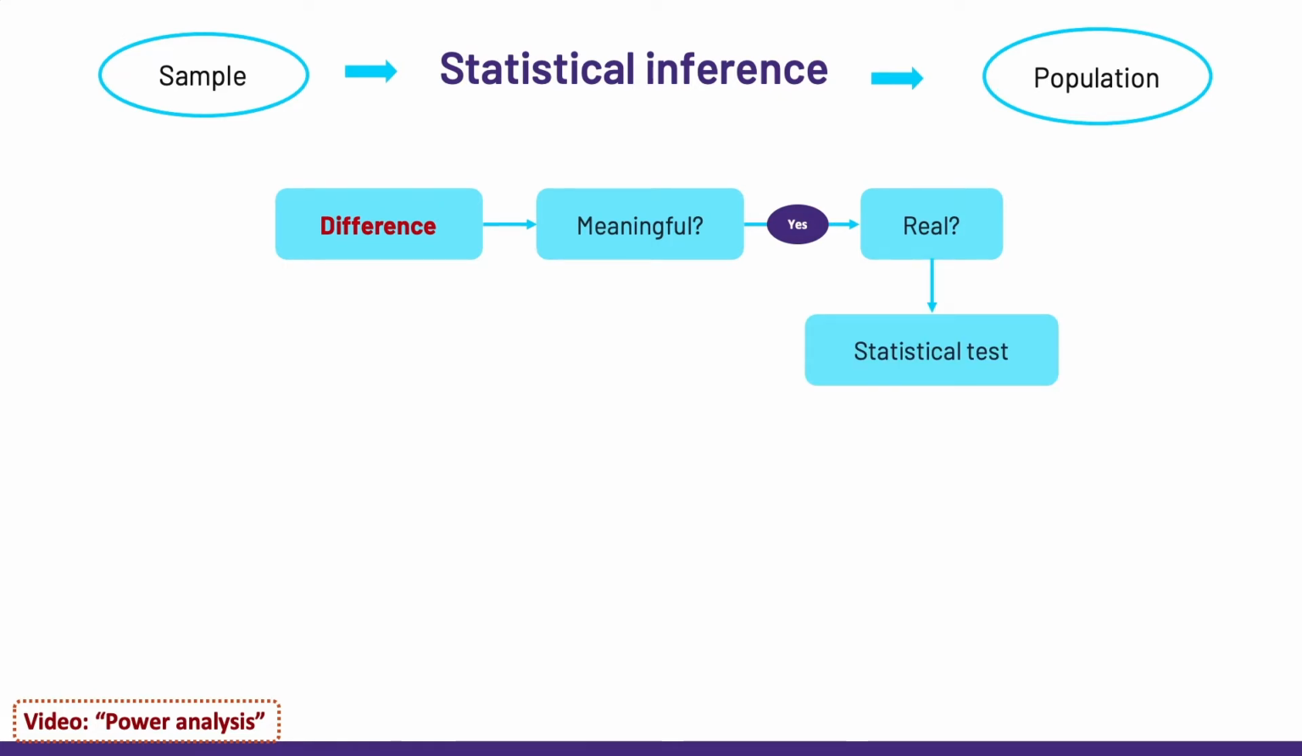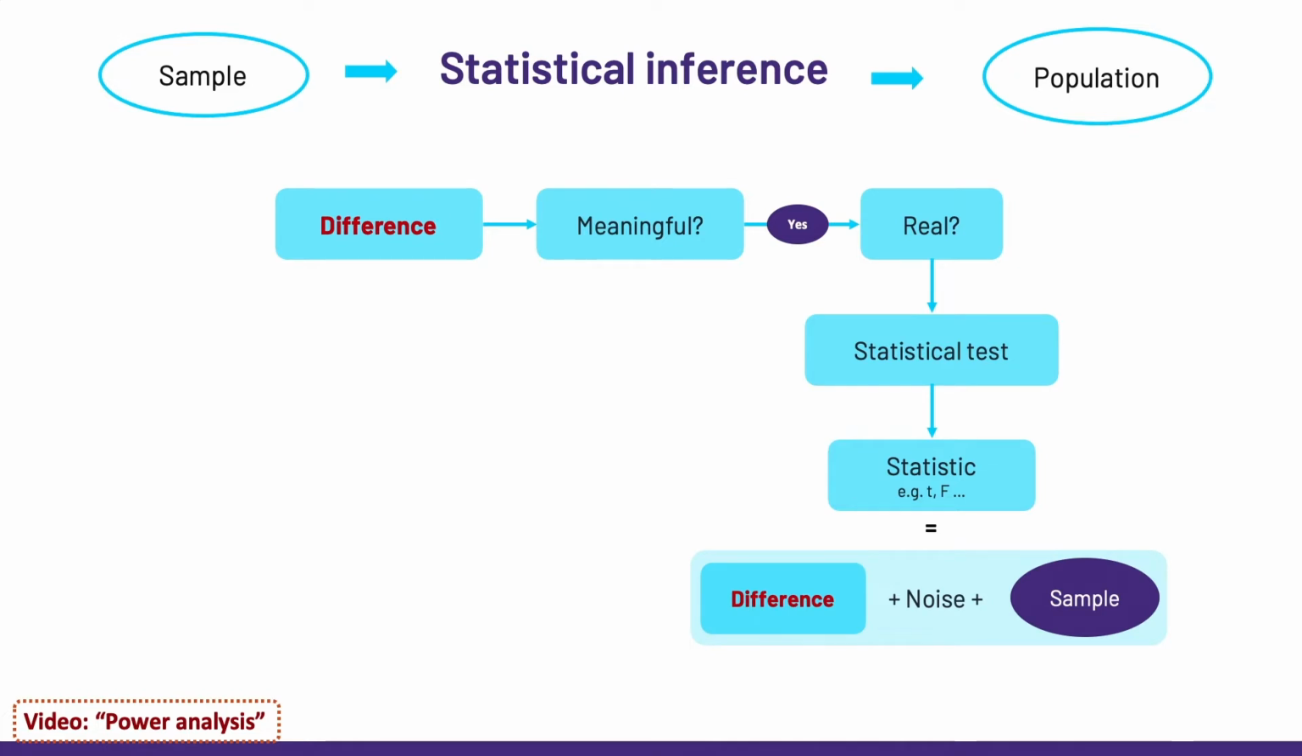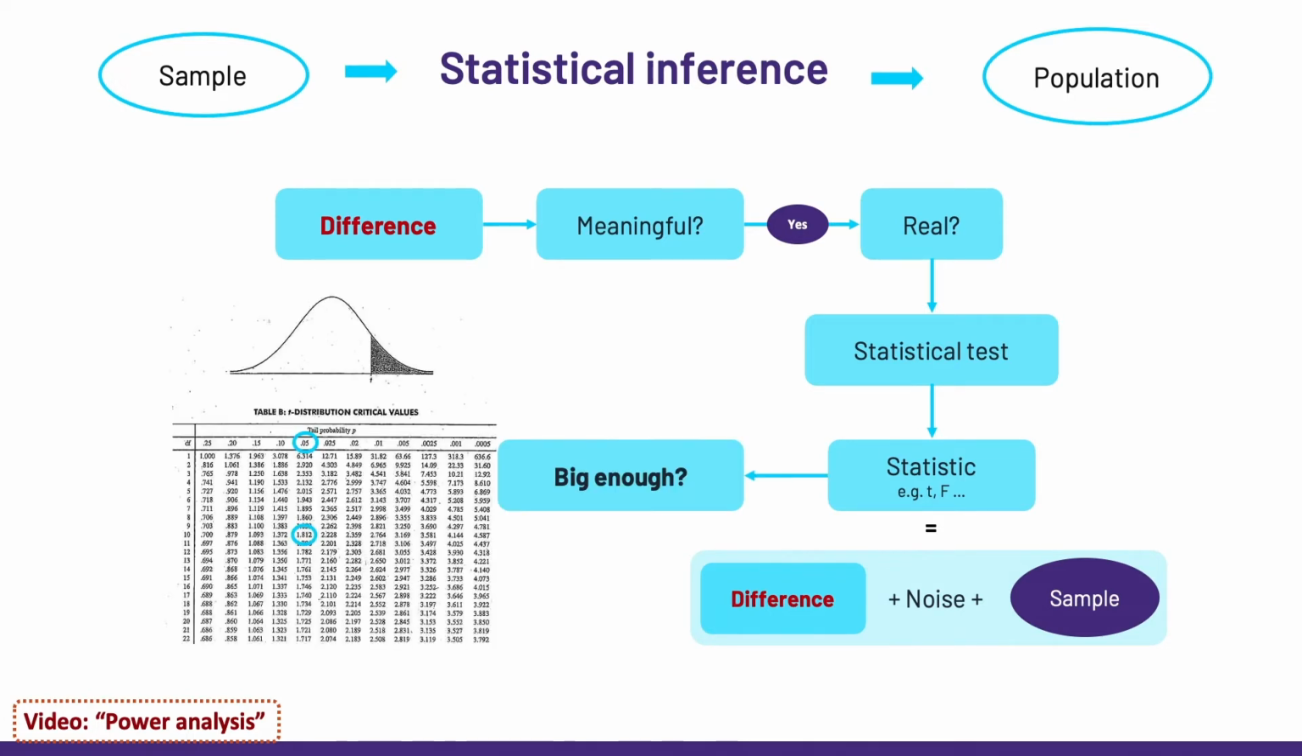And most statistical tests produce a statistical value. Like the t-value, for instance, for the t-test, which is the combination of the actual difference, the noise, so the variability in the data, and the sample size, on which we base the confidence we have in what we see. That statistic t is compared to a critical value, and if it is bigger than it, we reach significance. We talk about this critical value business in the video on power analysis.